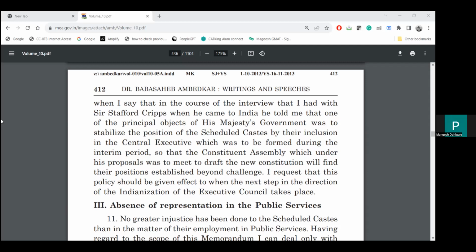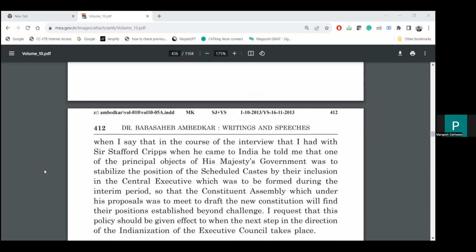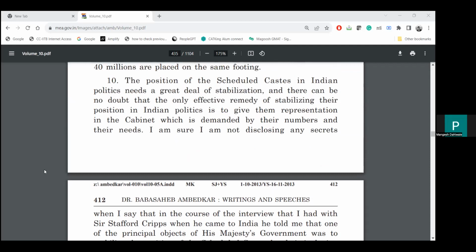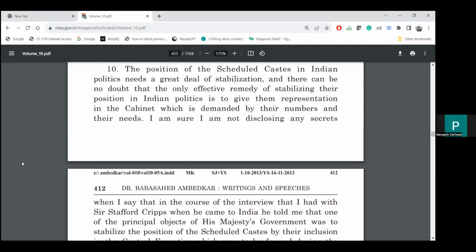Just hold on a minute, because there are some very important points here. Dr. Babasaheb Ambedkar had an interview with Stafford Cripps, and we know in history there was the Cripps Mission plan. The principal object was to stabilize what is called the position of the scheduled caste by their inclusion in the central executive. Just 1 minute.